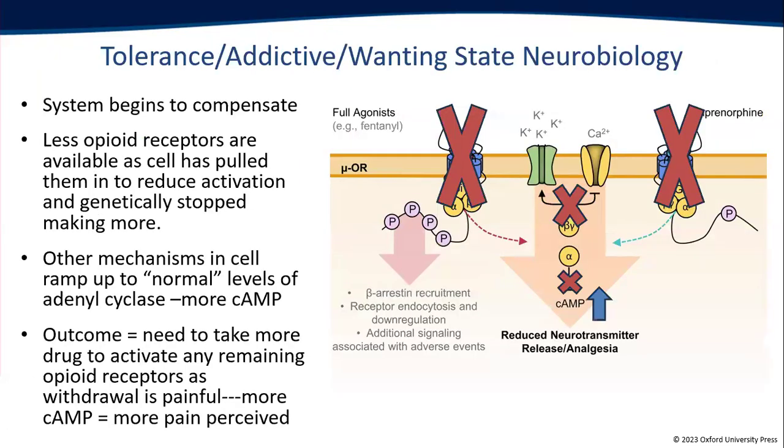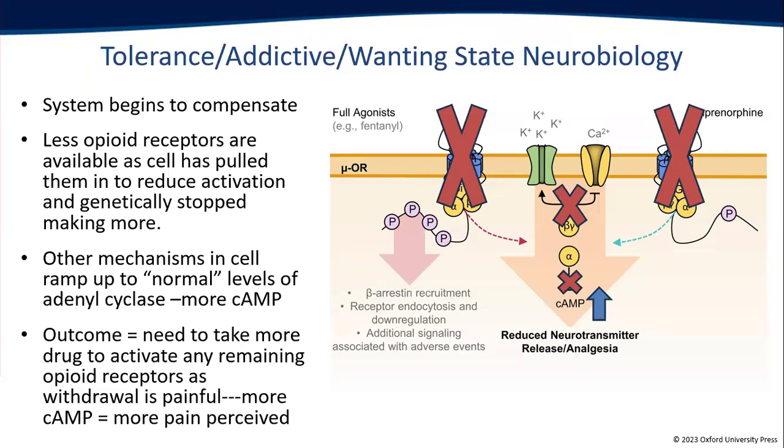But now what happens when we move to a tolerance, addictive, wanting, dependent state? The system is going to say, this is no longer sustainable. I can't not feel pain. So it starts to remove these receptors out of the postsynaptic membrane, right? As it does that, fewer opioid receptors are available as the cell has pulled them in to reduce the activation of these. And that also sends a signal to the nucleus to say, don't even print any more of these proteins. I don't want any more of these receptors. I've got to start compensating so I can feel pain again.